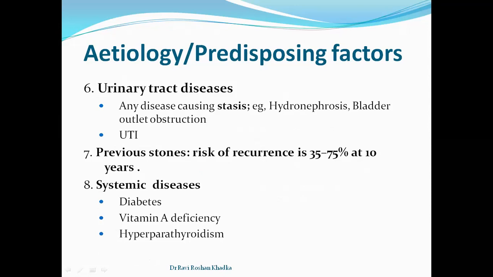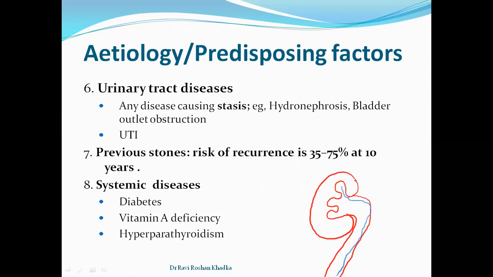Vitamin A deficiency. If you remember our basic physiology, we know that vitamin A is essential for maintenance of the epithelium of the entire body, not only the immune system. And we know the epithelium of the urinary system is known as urothelium.